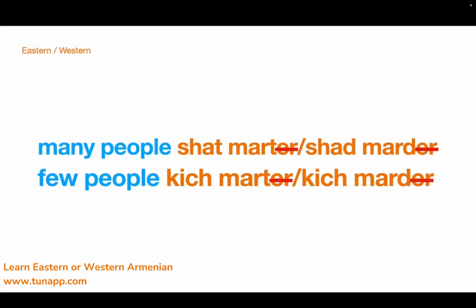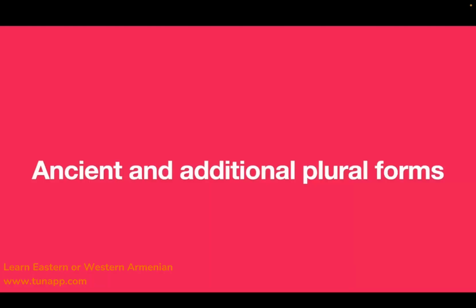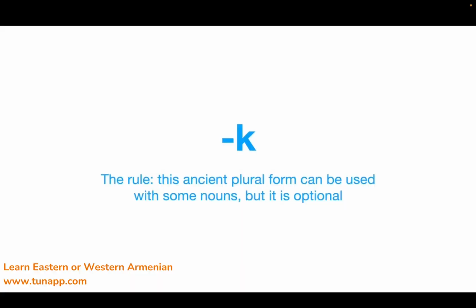You can use the suffix or not. Both are grammatically correct where you are talking about quantities and you are saying it's many or few of something. In all other instances, drop the plural, we won't use it. There are also some ancient plural forms that we haven't looked at together, and one example of this is the suffix k. We teach you this because you may come across this suffix when you're listening or reading in Armenian, but your use of it is entirely optional.